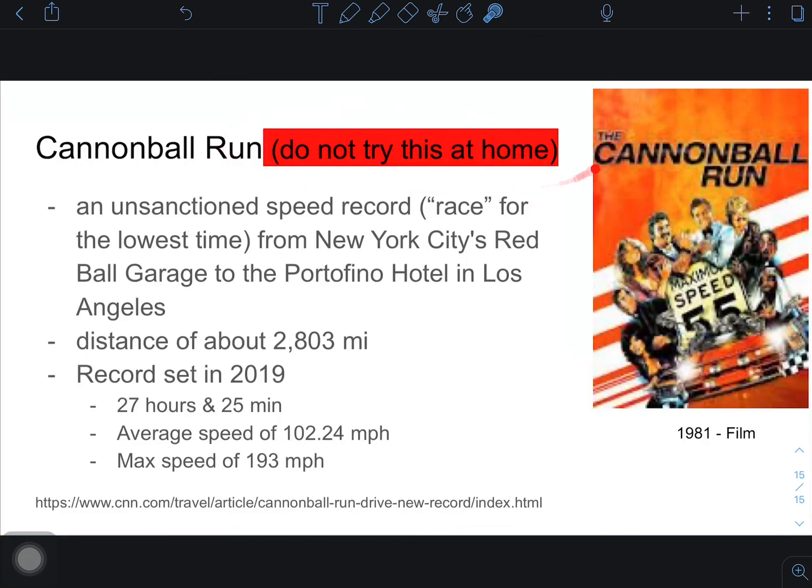Okay, disclaimer, don't try the Cannonball Run at home. Going 193 miles per hour is not safe. Averaging a speed of 102 miles per hour is not safe. Do not try this at home.